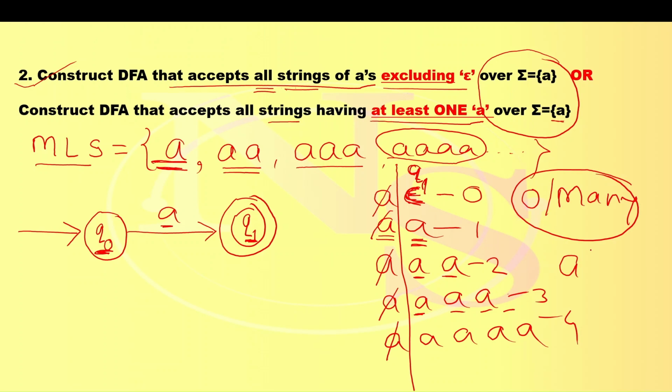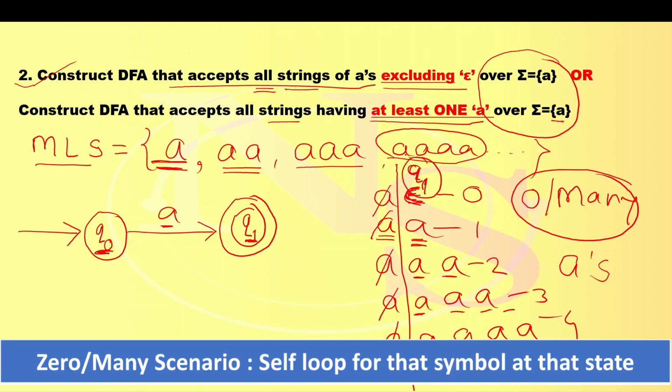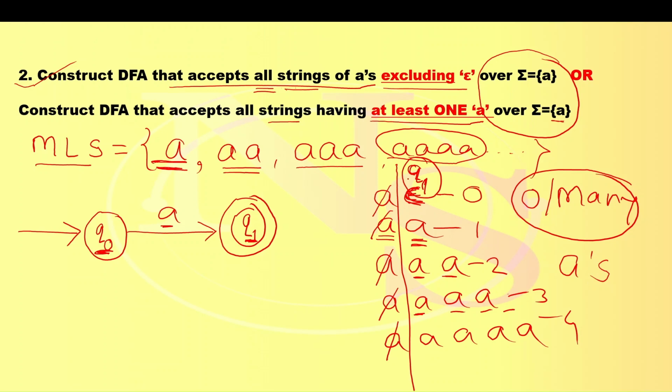Zero or many A's. But at which state? The state is Q1. So in TOC, whenever you face a scenario of zero or many A's, simply give a self loop to that state. In this case, it is Q1. So simply give a self loop to the state Q1 for symbol A. This Q1 is telling you that Q1 is reading zero or many A's.